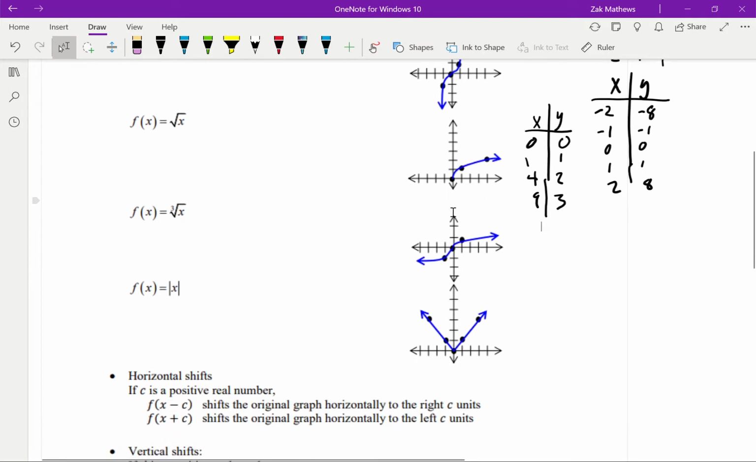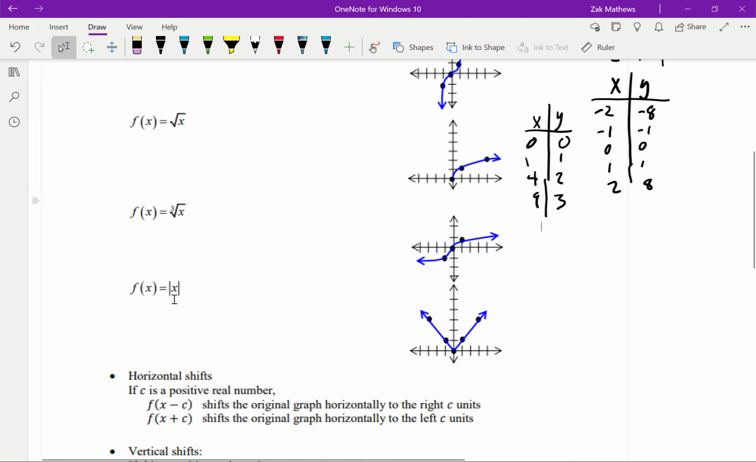The cubed root of x, not to write out a table for this one, but we could take the cubed root of -8. That would be -2, way out here. Cubed root of -1 is -1. Cubed root of 0 is 0. Cubed root of 1 is 1, and then cubed root of 8 is 2. So again, we can see the pattern.